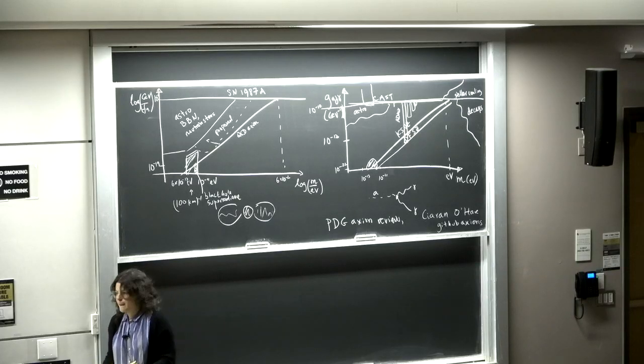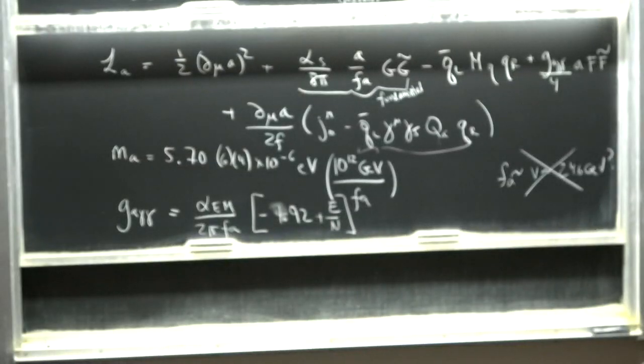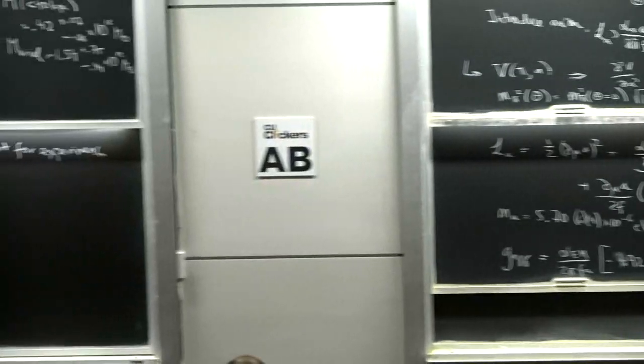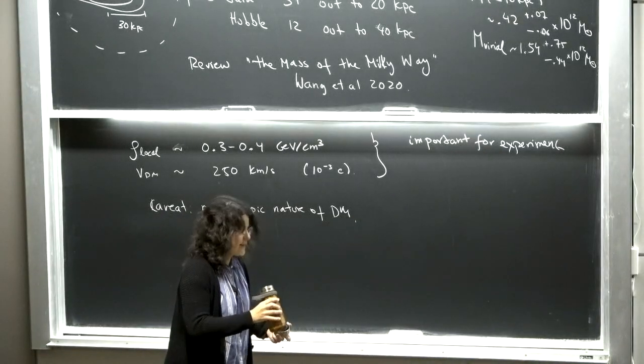Yes? So I thought there were constraints on how light dark matter could be from the idea that it has to be cold in a given time of the universe to see structure formation properly. How does the axion avoid that? That's a great question.